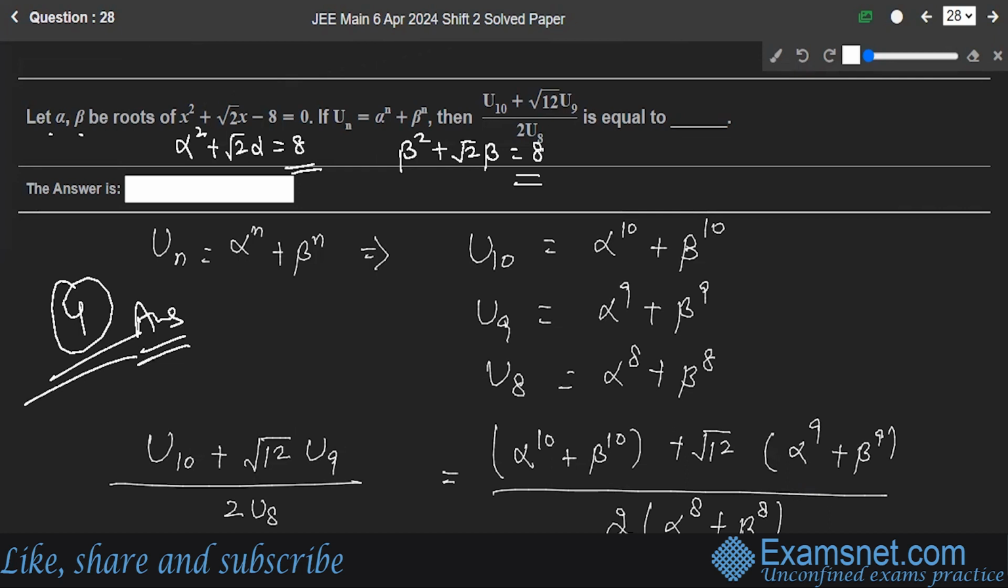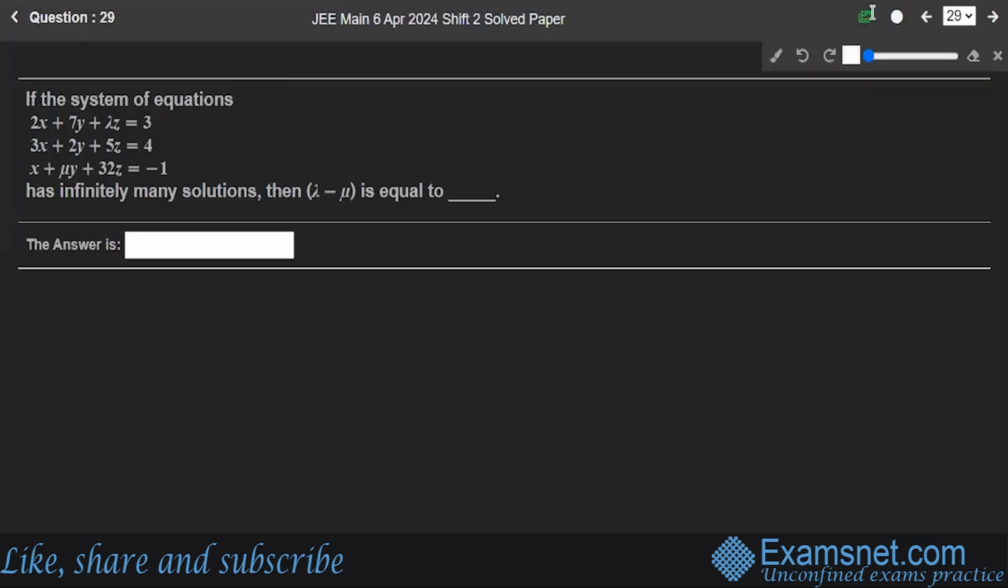Hope you got that. Let's move to the next question. Question number 29. If the system of these equations has infinitely many solutions, what is the value of lambda minus mu? See, for infinitely many solutions, you have the determinant D, D1, D2, D3, and all of them are equal to 0.